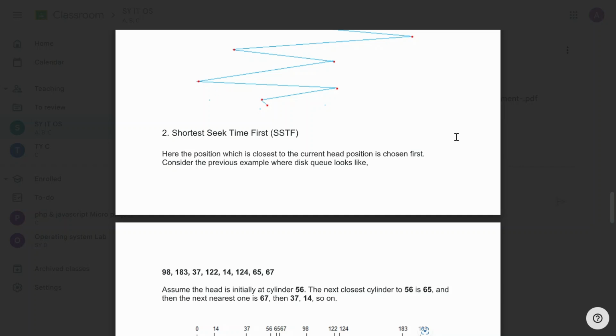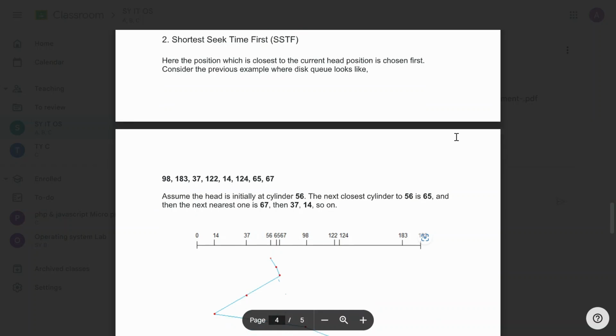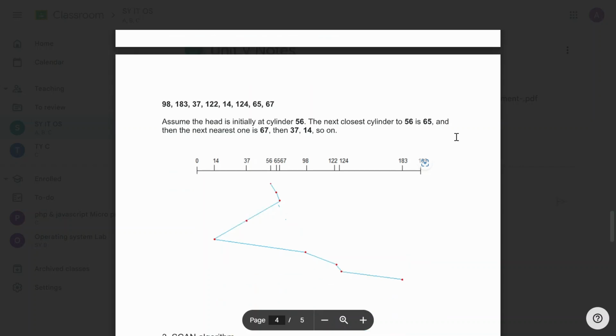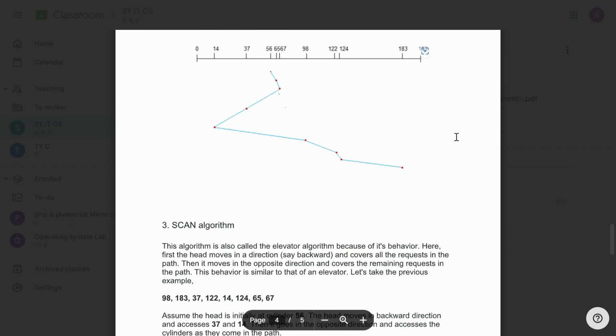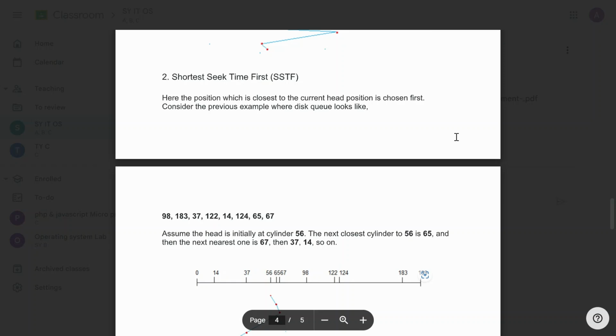Which one is the nearest from the sequence in the queue? It is 65. So 65 will be processed first, and then the next nearest is 67, then 37, then 14, and after 14, 98. After 98 comes 122, then 124, and then 183 will be processed. Now this is the shortest seek time first, SSTF.